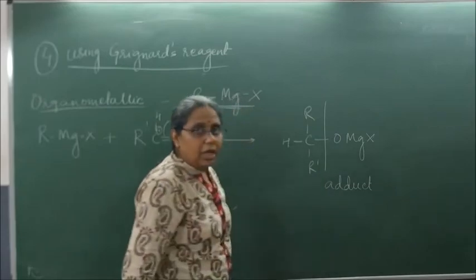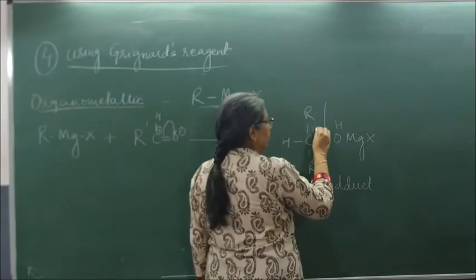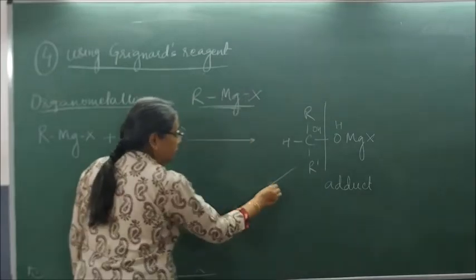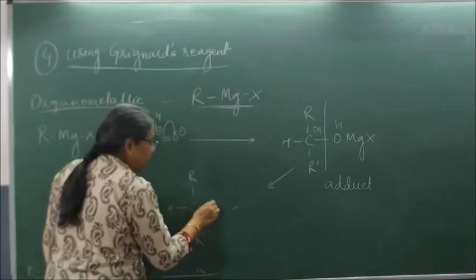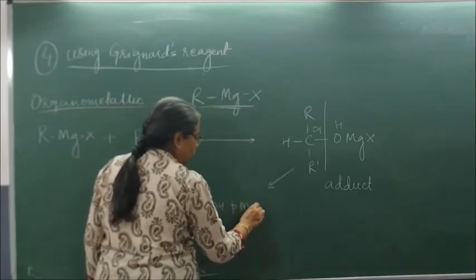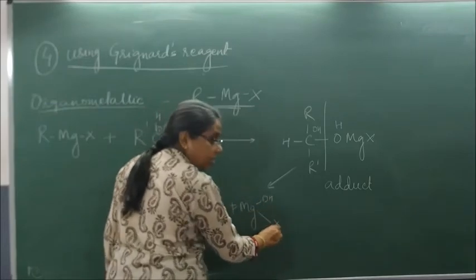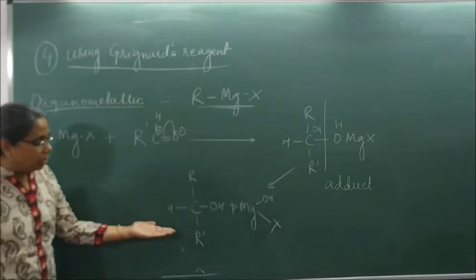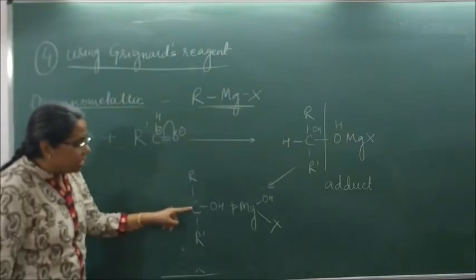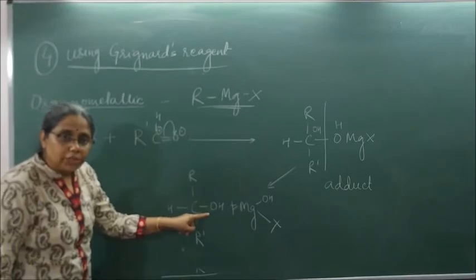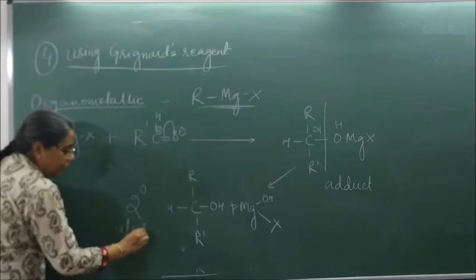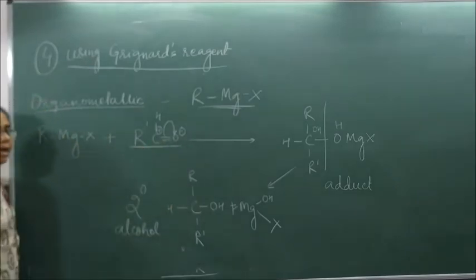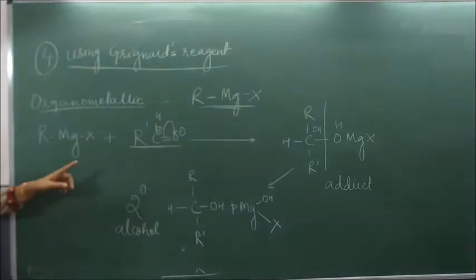It undergoes what? Hydrolysis. So you add an H, you add an OH. This becomes C, R, H, R dash and OH. Plus you get Mg, OH and X. Correct? So this compound, just see, it has two alkyl groups attached to the carbon to which OH is attached. This is what alcohol? Secondary alcohol. So if I use any other aldehyde other than formaldehyde, I will get secondary alcohol.